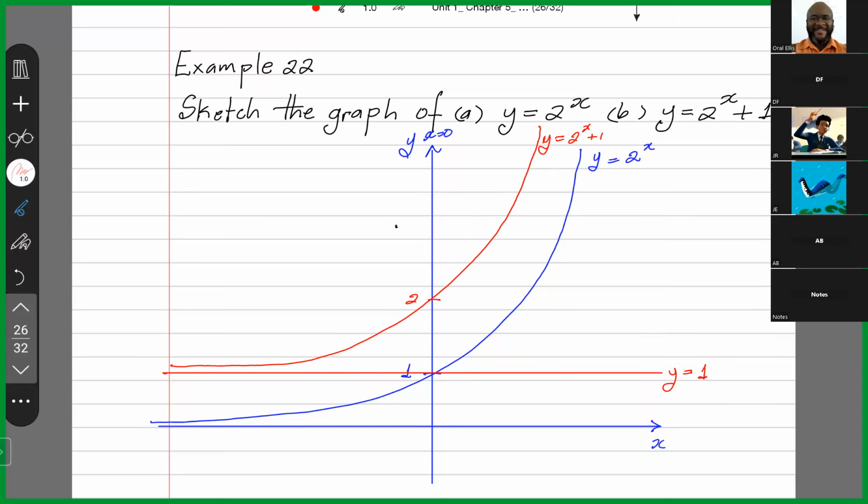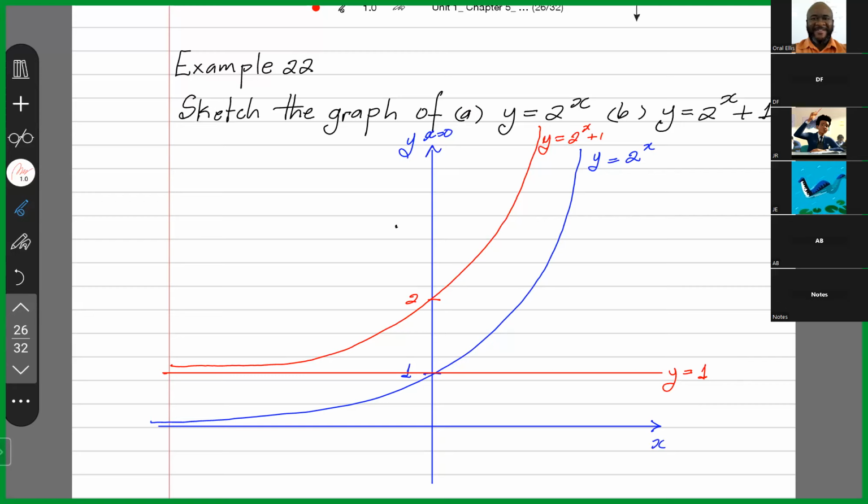So to get the graph of y is equal to 2 to the x plus 1, it is the graph of y is equal to 2 to the x translated 1 unit vertically upwards. In other words, I just push the graph 1 unit vertically upwards. Now, by pushing the graph 1 unit upwards, I've also pushed the horizontal asymptote 1 unit upward.